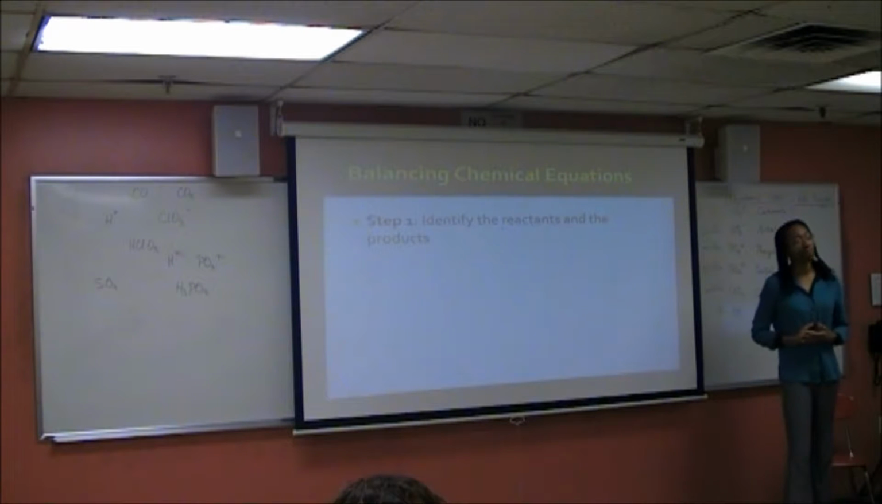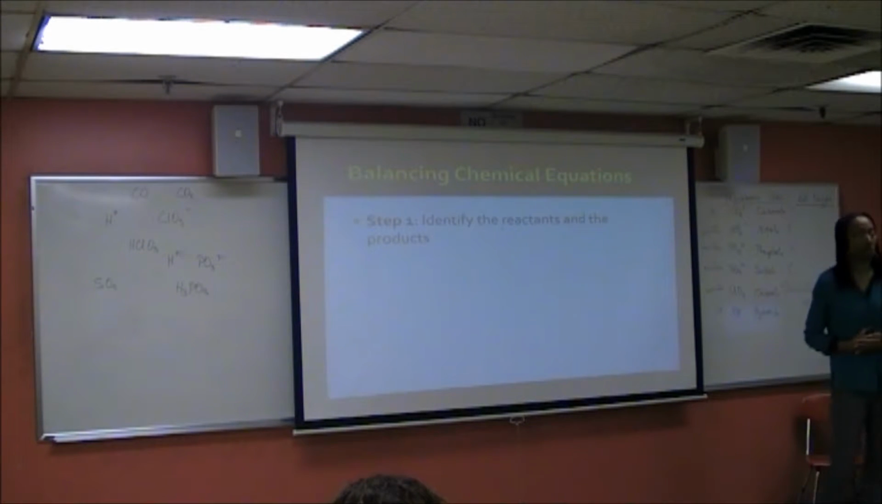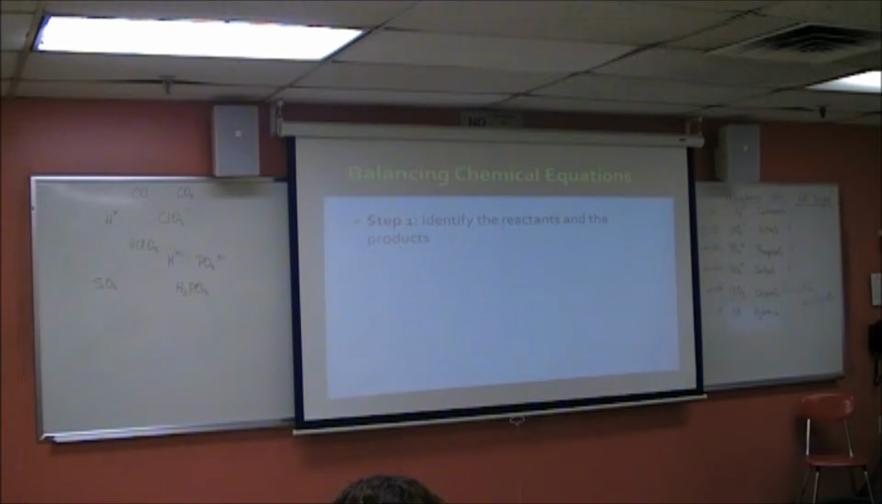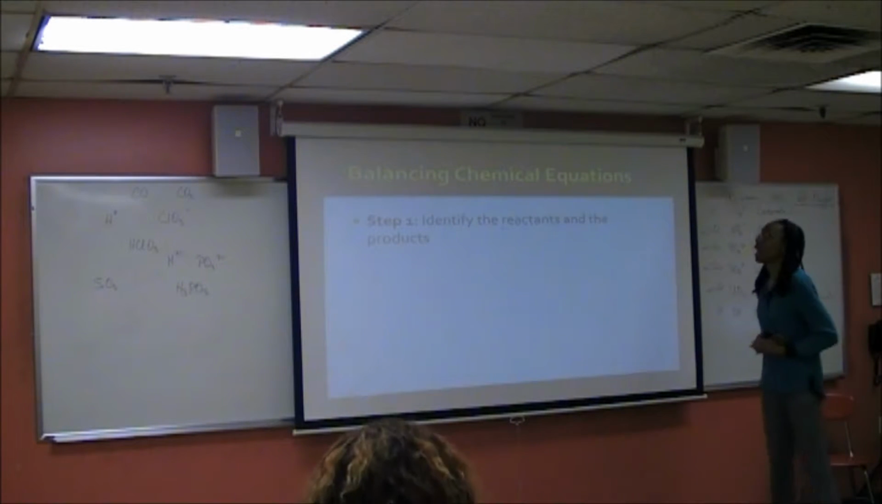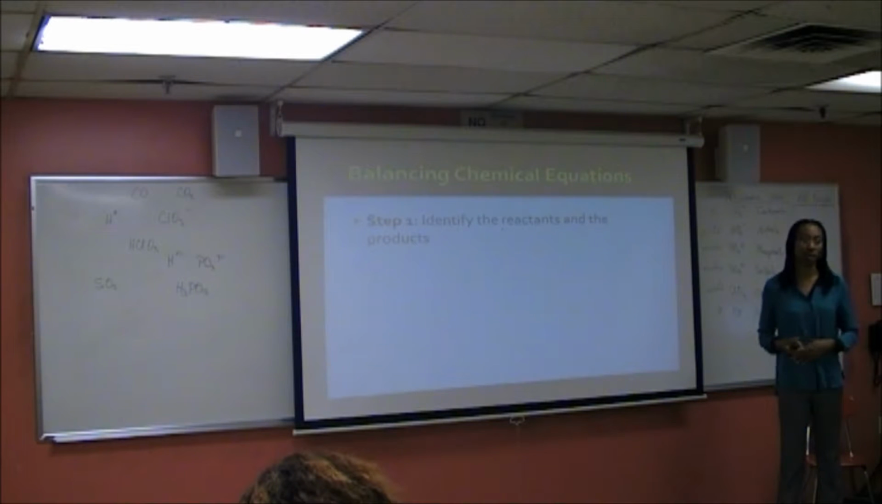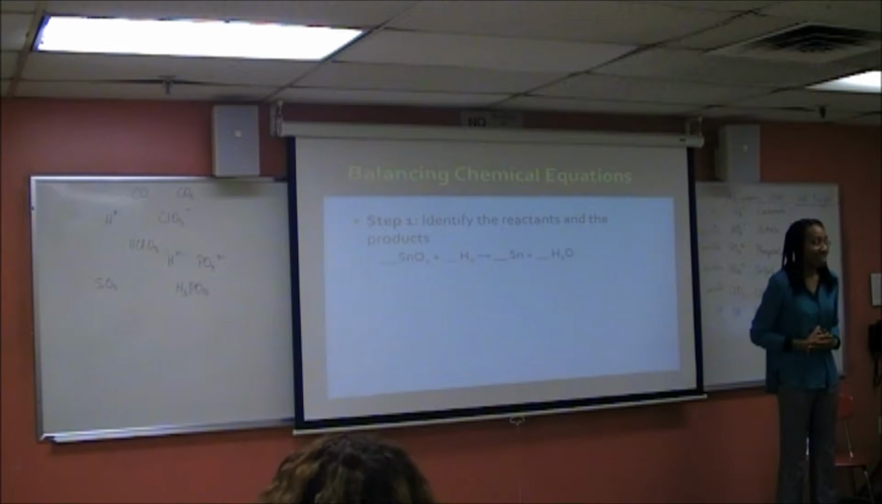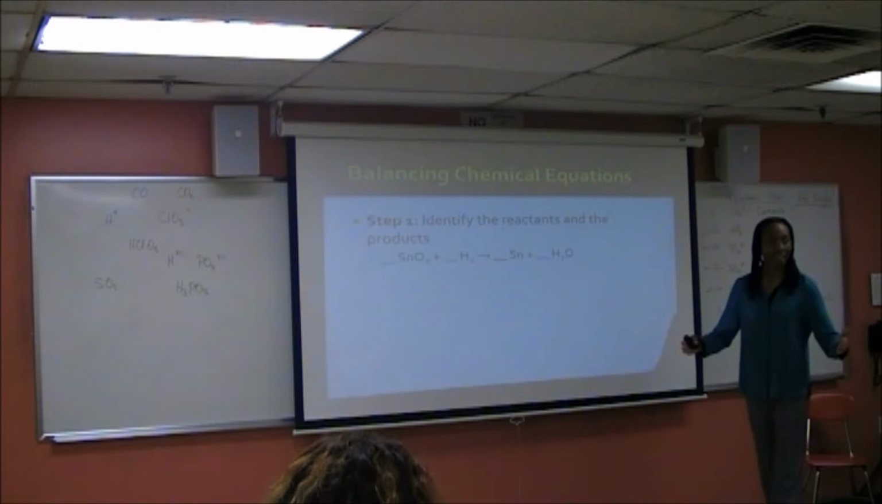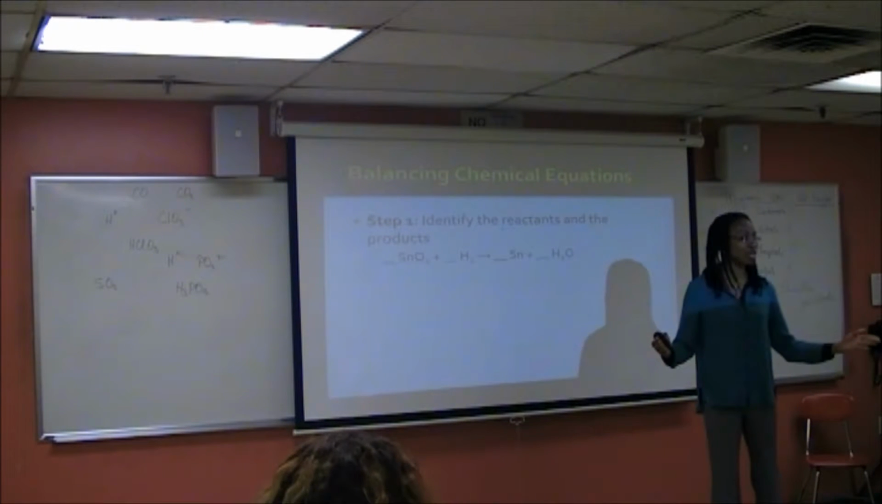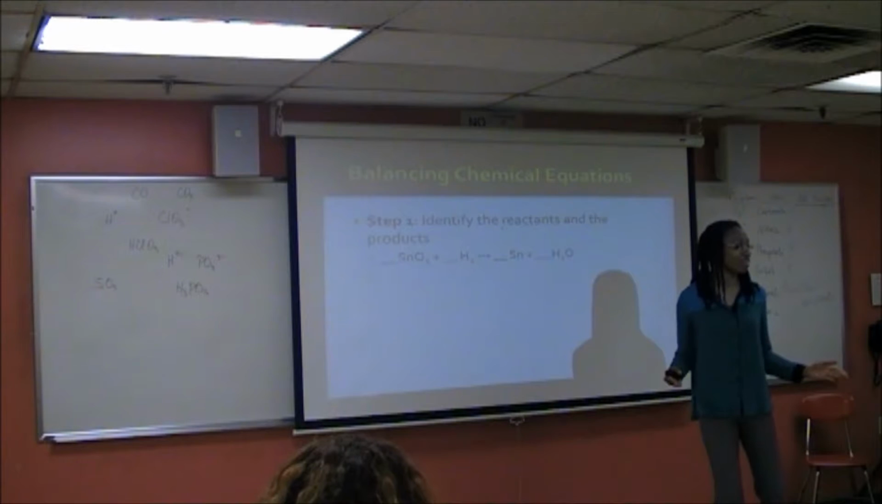Now, step 1 in balancing chemical equations. The first thing you must do is identify your reactants and your products. Okay? First equation. Now, here is where we are going to join up chapter 2 and chapter 3.